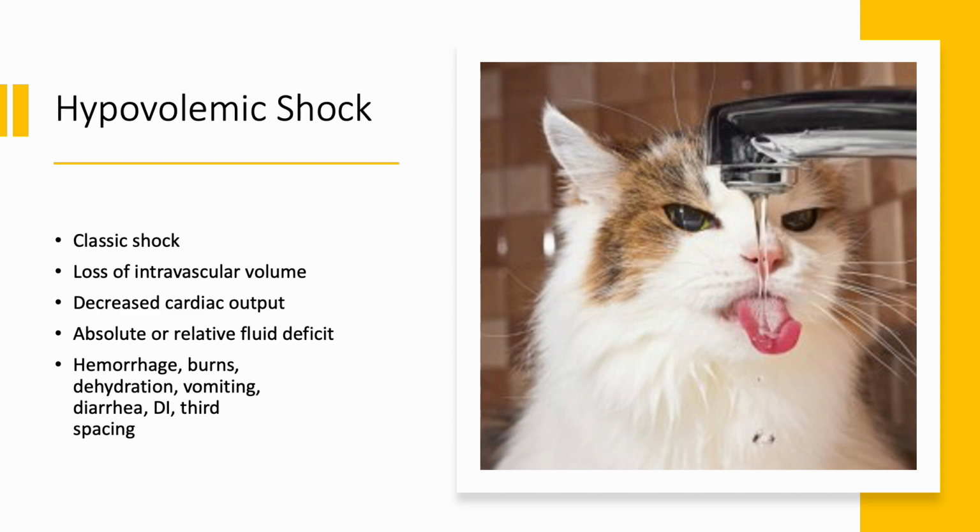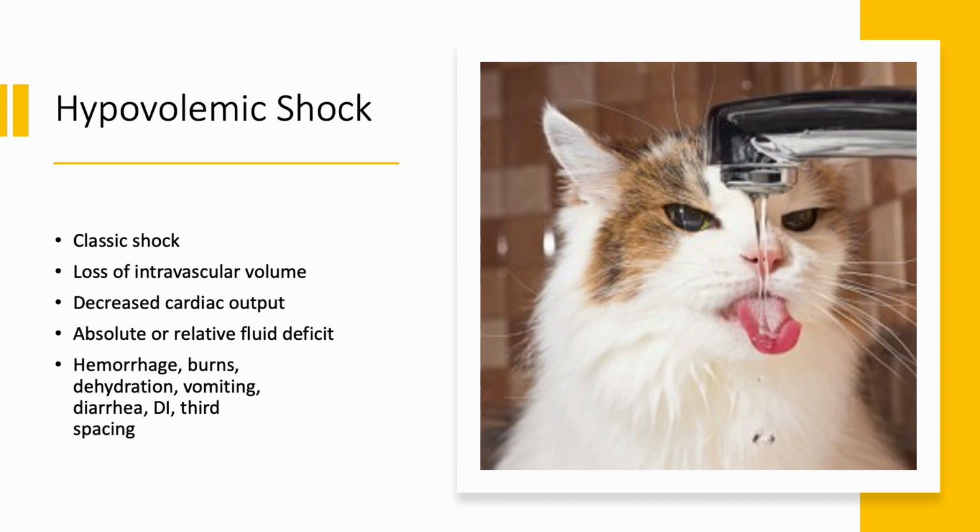Hypovolemic shock occurs when there is a significant loss of intravascular volume, leading to decreased cardiac output due to the reduced blood volume. The fluid deficit can be absolute or relative. In absolute, there is direct fluid loss, like when a patient is hemorrhaging, or relative, when the fluid shifts out of the vascular space, like in third spacing. Common causes include hemorrhage, burns, dehydration, vomiting, diarrhea, diabetes insipidus, and third spacing.